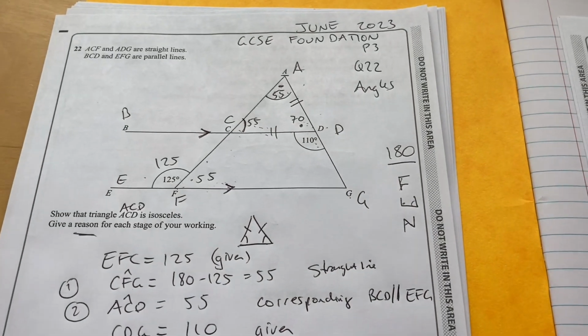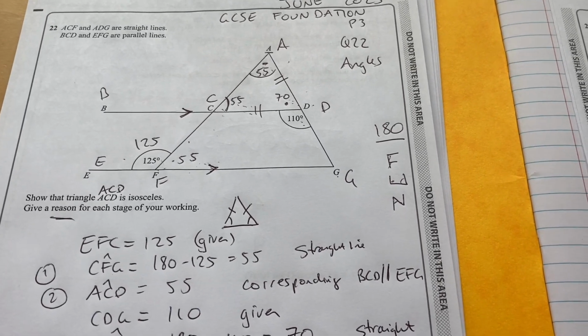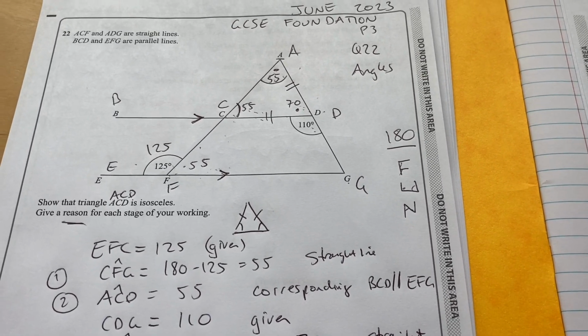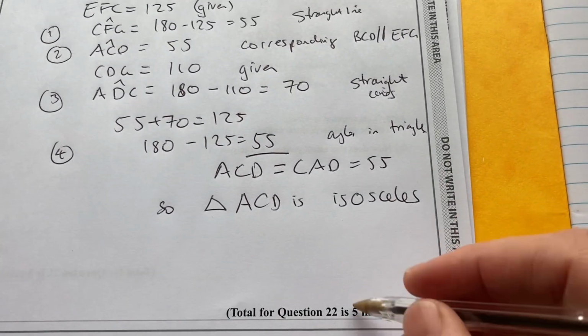That's angles in triangles using parallel lines, properties of triangles, properties of parallel lines, and that should give you a nice 5 marks. So a lot of points there.